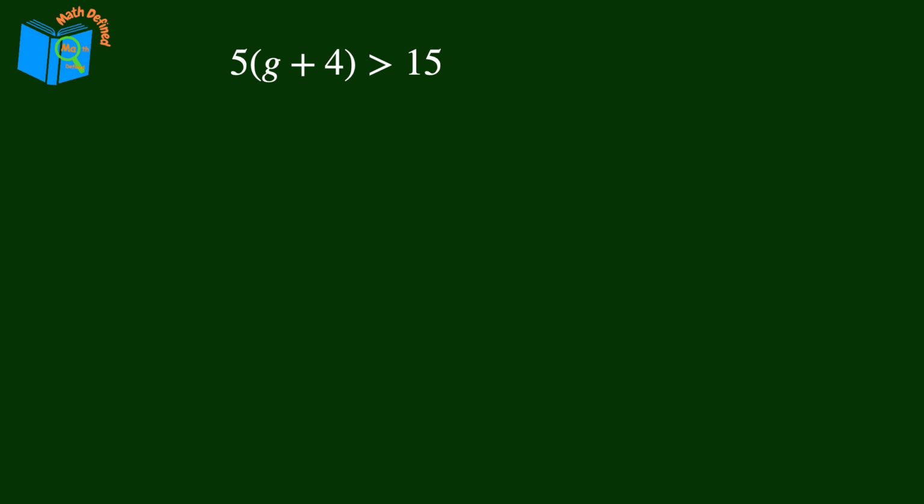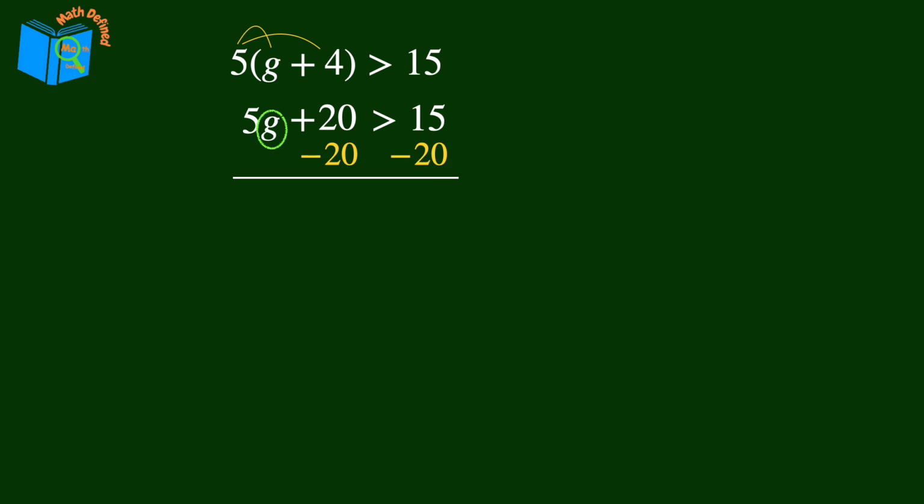5 times the quantity, g plus 4, is greater than 15. This inequality has parentheses, so we need to distribute the 5 first. 5 times g is 5g, and 5 times positive 4 is positive 20. Next, to isolate g, we will subtract 20 from both sides. The 20's cancel out, leaving 5g is greater than. On the right, 15 minus 20 is negative 5.